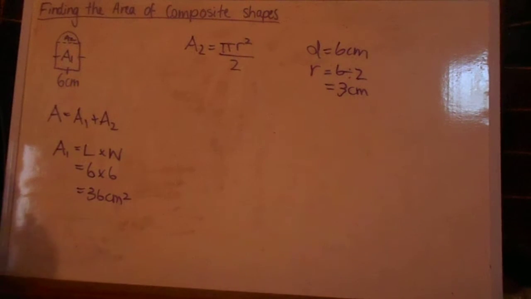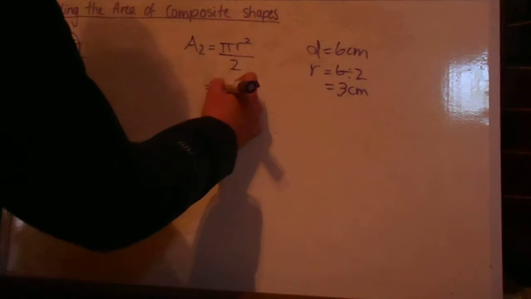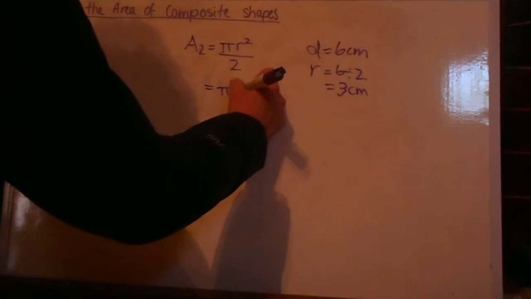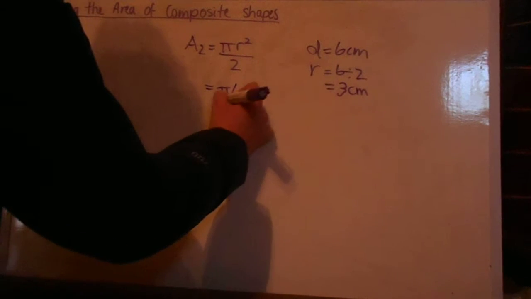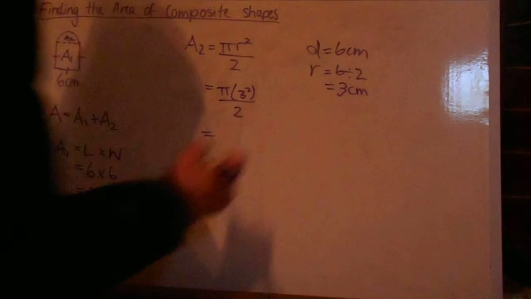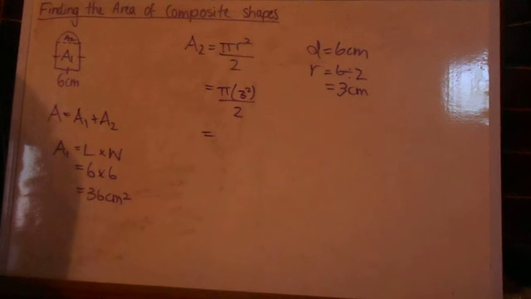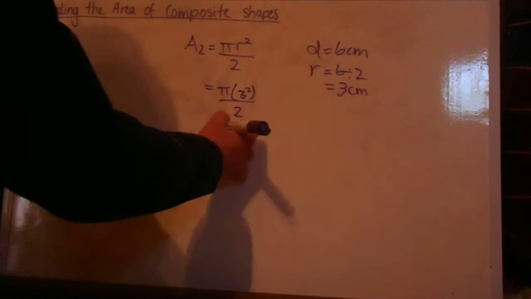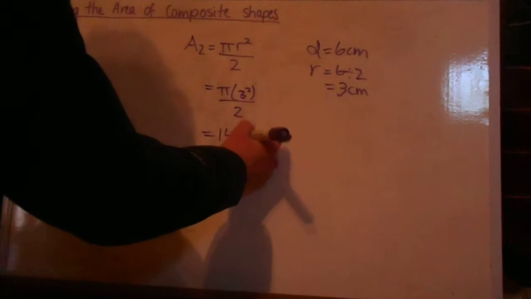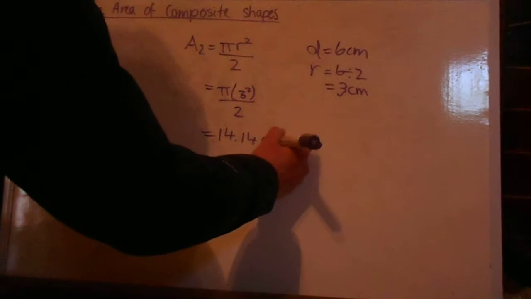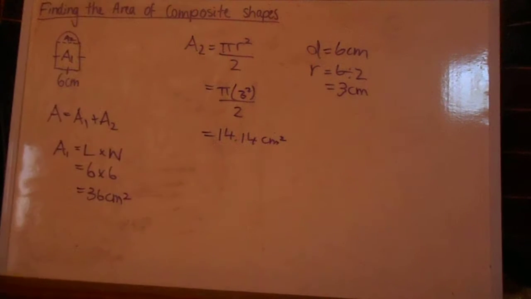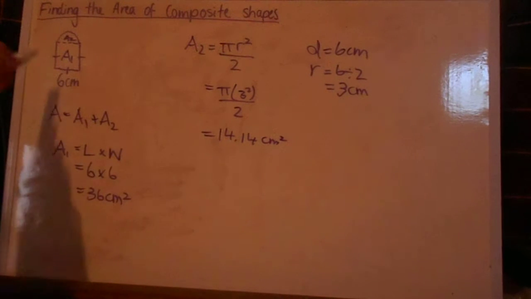So now that we know that, we can plug that into our formula here. So we're going to get A2 equals pi times our radius, which is 3, squared, all divided by 2, which is going to give us, if you pop that in your calculator, an answer of 14.14 centimetres squared. So now we know our area for the semicircle and we know our area for the square.